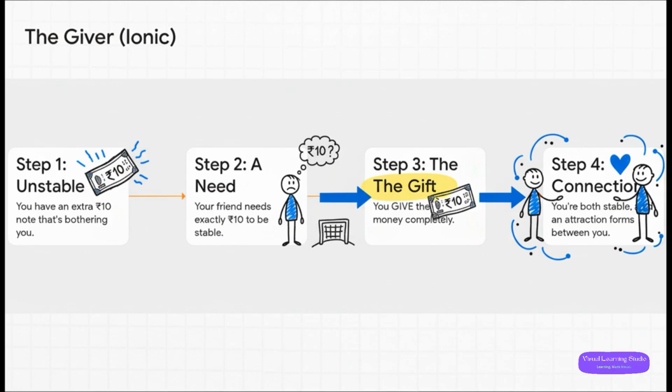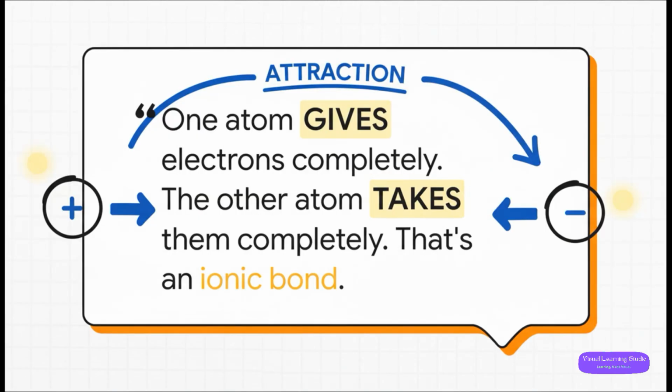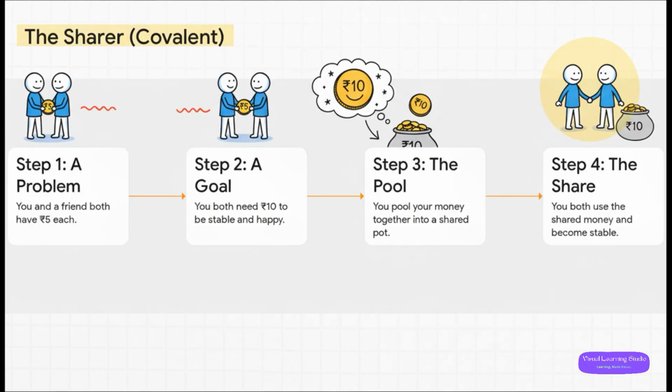It's a complete transfer. Now you're both stable and happy, and because of that little transaction, a bond, a connection, forms between you. And that, right there, is the heart and soul of an ionic bond. It's not a negotiation, it's a complete handover. One atom gives an electron away, another one takes it. This makes one atom positive and the other negative. And just like tiny magnets, they're now powerfully attracted to each other. Boom.